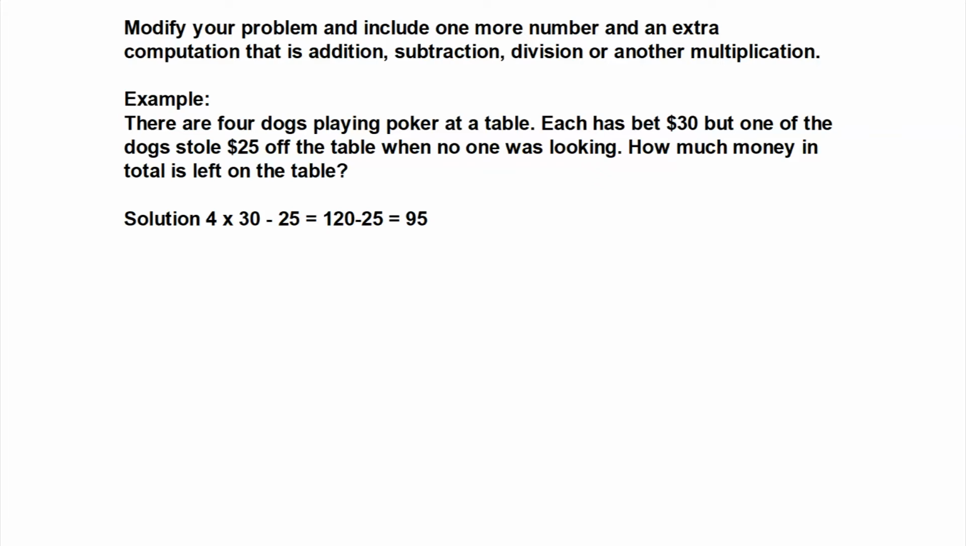Now I want you to modify your problem and include one more number and an extra computation, that is, addition, subtraction, division, or another multiplication. So as an example again, we start off with the same 4 dogs playing poker at the table, each of them still betting $30, but one of the dogs steals $25 off the table when no one else is looking. So how much money in total is left on the table? So we start off with our 4 times 30, or 120, and then we're subtracting 25. So we've got 120 minus 25, giving us an answer of 95.